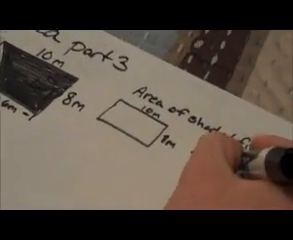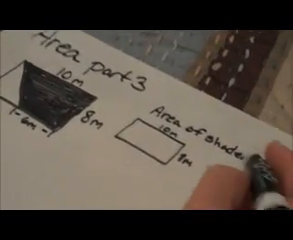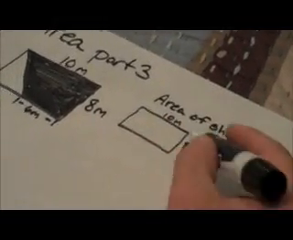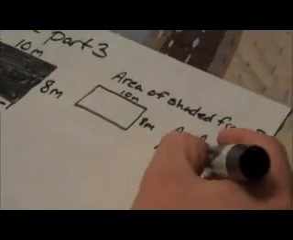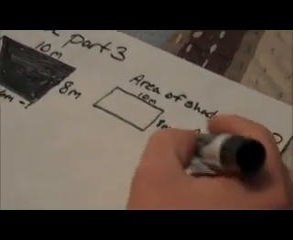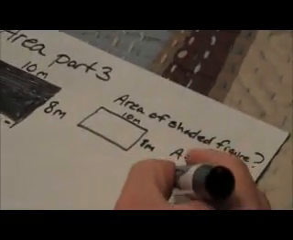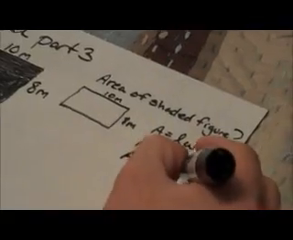Area is length times width. I have a length of 10 and a width of 8. So I have 10 meters times 8 meters, which is going to give me a grand total of 80 meters squared. Now we're going to hold on to this and just keep it to the side.